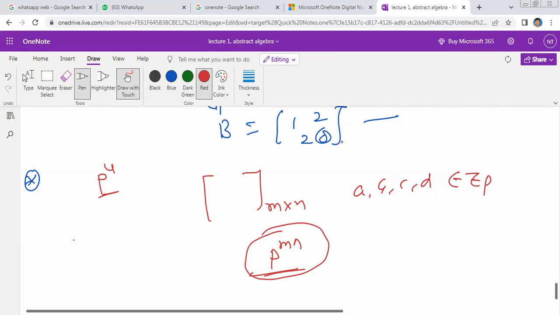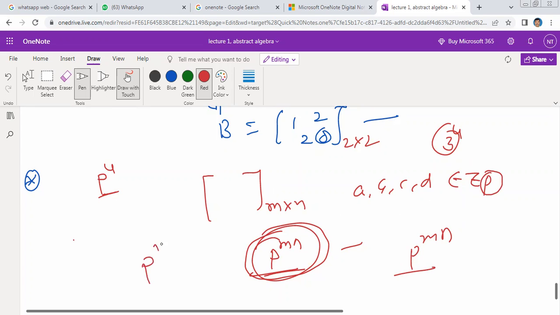If it is m by n, then mn. Earlier, with a 2 by 2 matrix, it was 3 to the power of 4, since 2 into 2 is 4. Here, with an m by n matrix, it is 3 to the power of m into n. Right, that means p to the power of m into n. Modulo p, matrix order is m by n, therefore p power mn. In the previous problem, 3 elements, matrix order 2 by 2, therefore 2 into 2, this goes 3 to the power of 4.